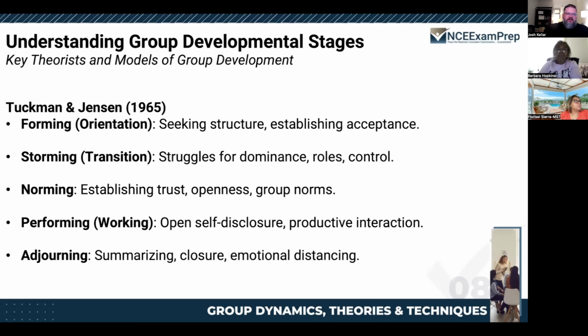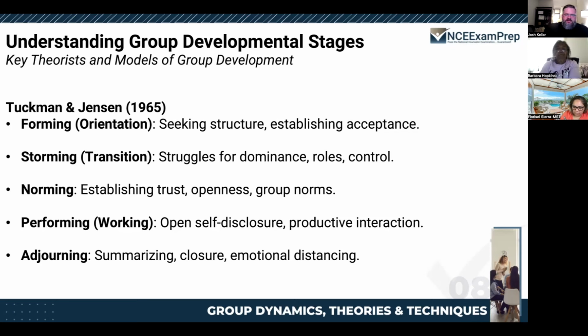And then we have Tuckman and Jensen. These are kind of fun because they rhyme for the most part. Forming, storming, norming, performing, and adjourning, which doesn't rhyme, but it sounds very similar. In the forming orientation stage, group members are seeking structure and establishing acceptance. In the storming and transition stage, this is where struggles for dominance, roles, and control start to emerge. Who's going to be the alpha in the group, that kind of thing.